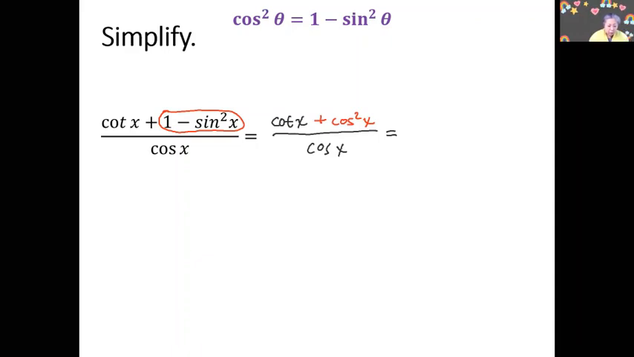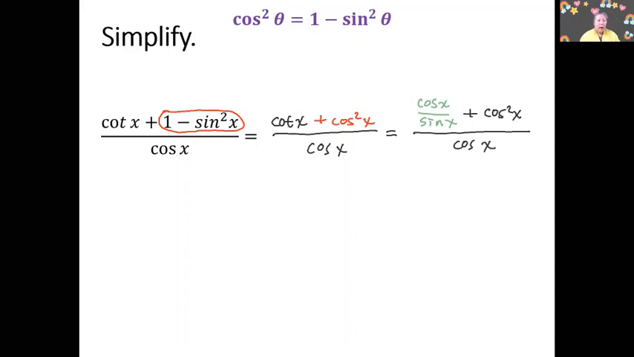I can rewrite cotangent into the language of cosine and sine. So here, notice I can rewrite cotangent as cosine on top, sine on the bottom. Then the rest of them will be just the same. Then now, I have cosine of x over sine of x plus cosine square of x all over cosine x.